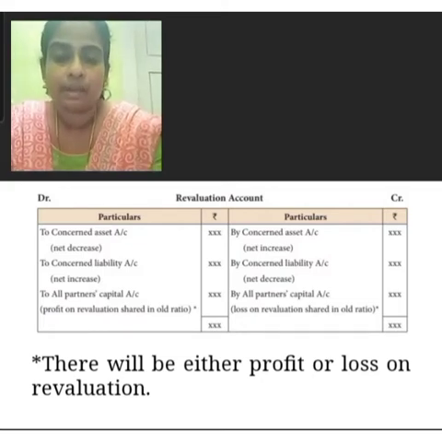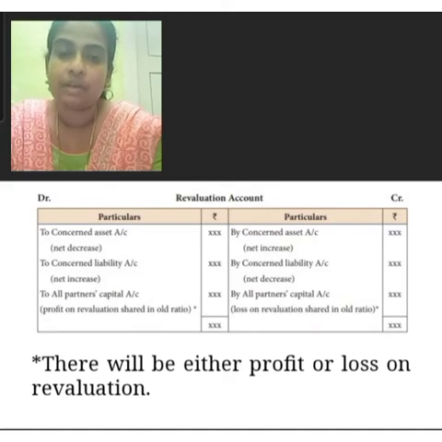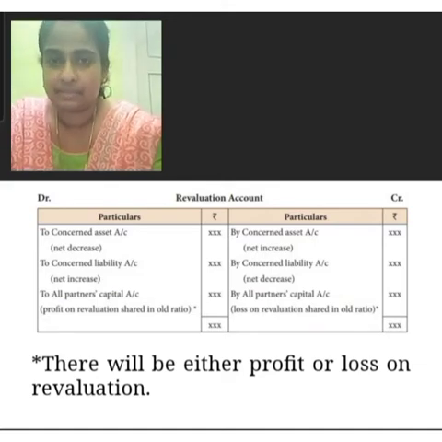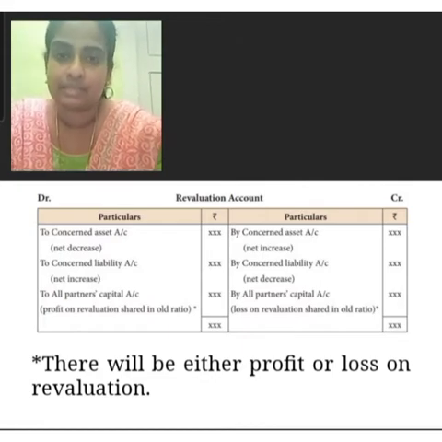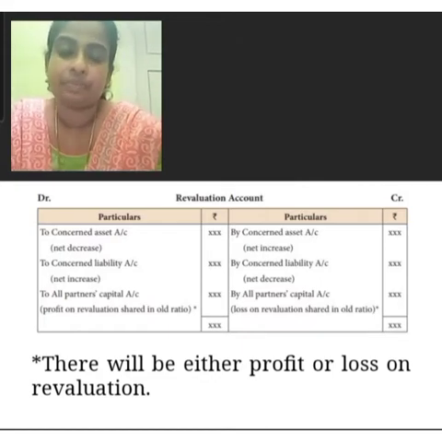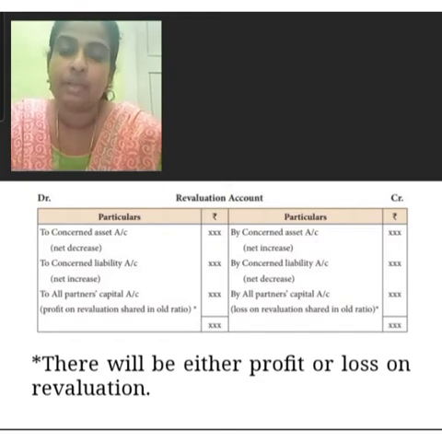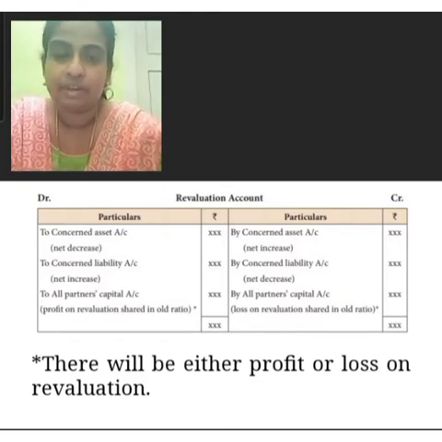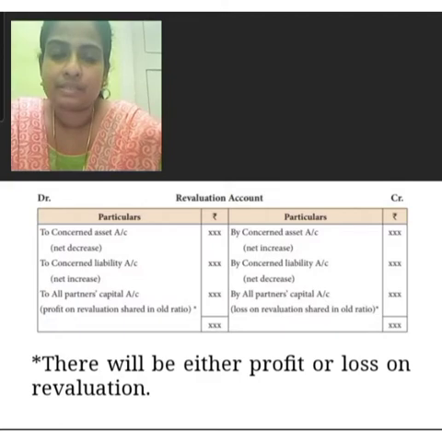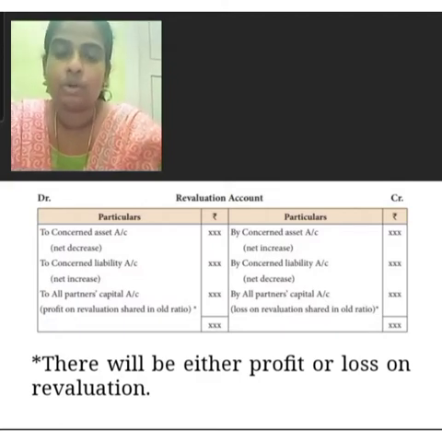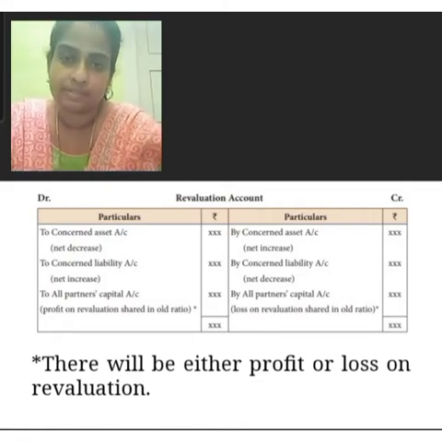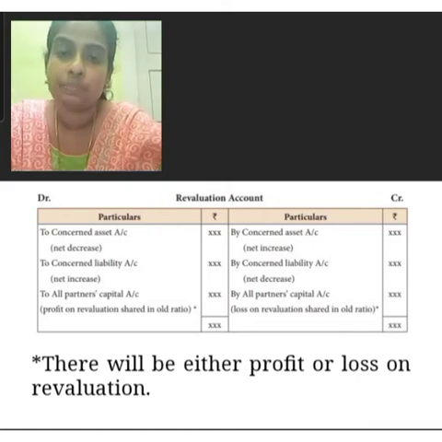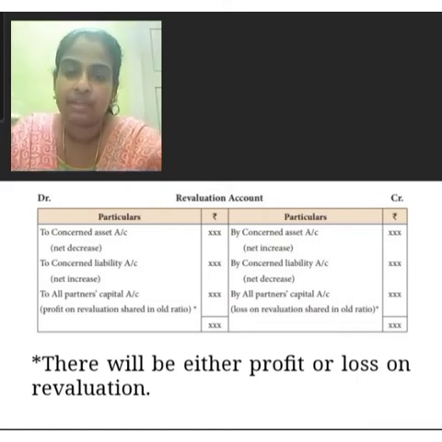Next item to be recorded on the credit side of the revaluation account is increase in assets. Sometimes the value of the assets increases at the time of revaluing assets. That increase amount of assets should be recorded on the credit side. For example, land of rupees 6 lakh. At the time of revaluing the land, the new value of the land equal to 8 lakh rupees. There is an increase of 2 lakh rupees. That 2 lakh rupees should be recorded on the credit side of the revaluation account.